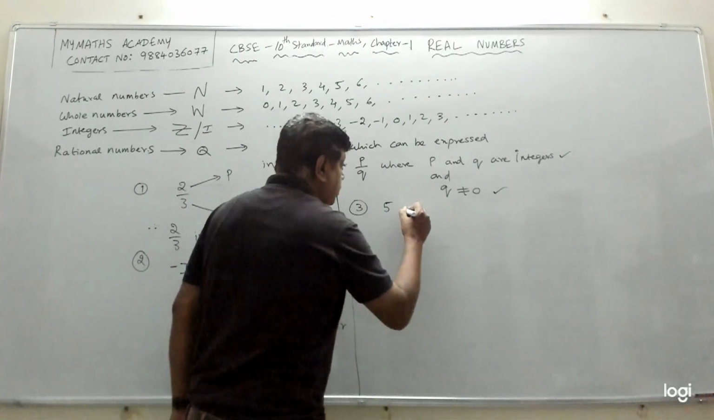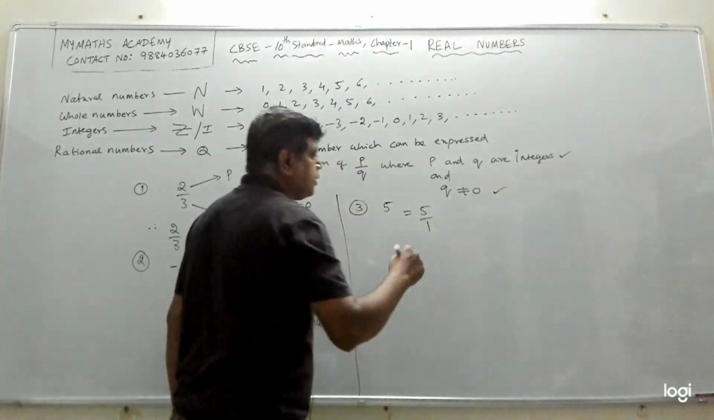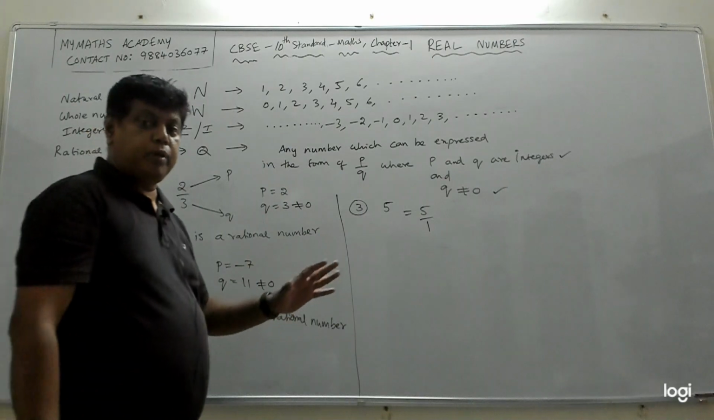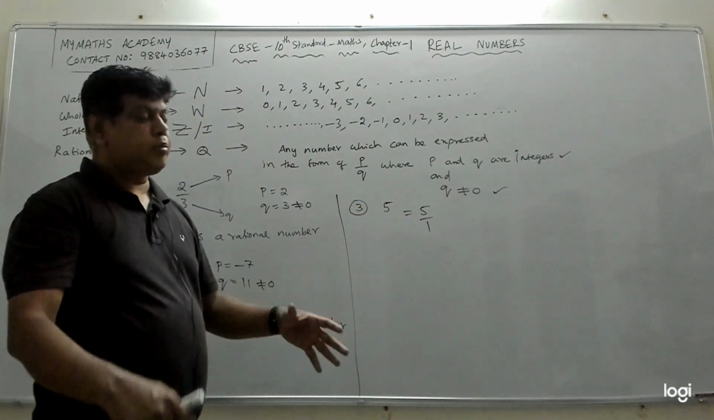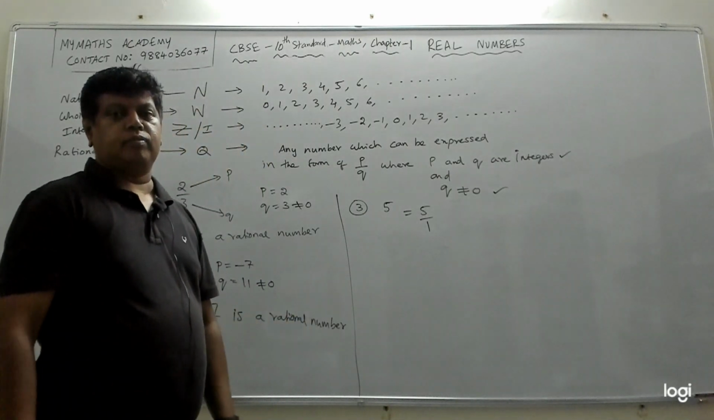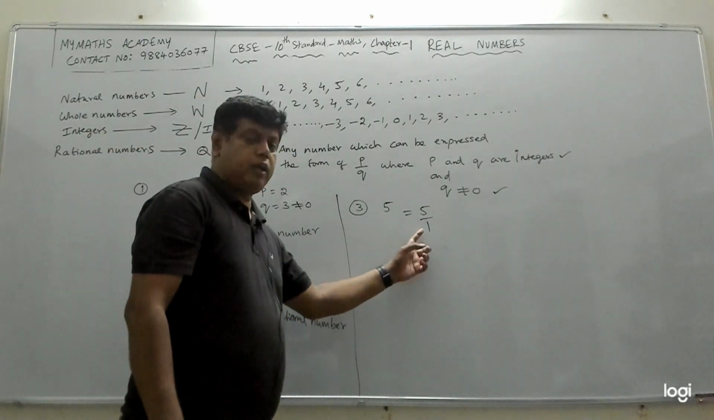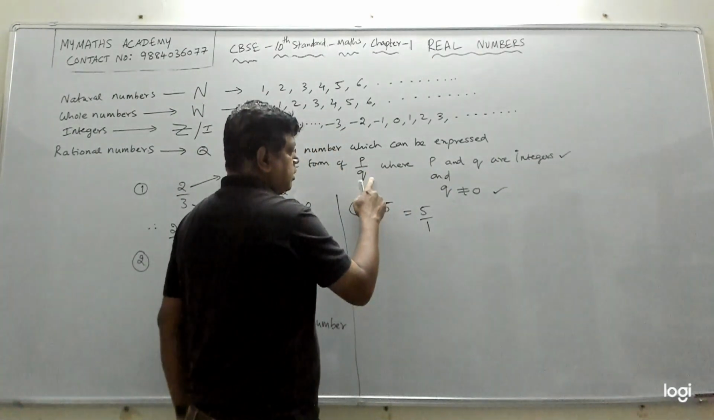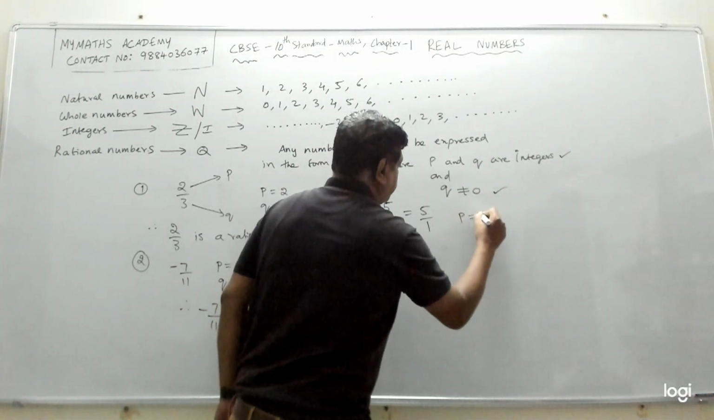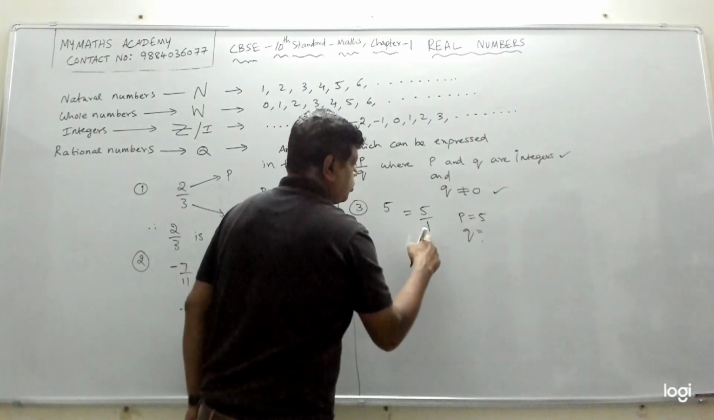5 can be written as 5 by 1. Any number can be written as that number by 1. 7 can be written as 7 by 1. 9 can be written as 9 by 1. So, any number always has a 1 in the denominator. Now, it is in the form of P by Q. What is P? P is 5. What is Q? Q is 1.